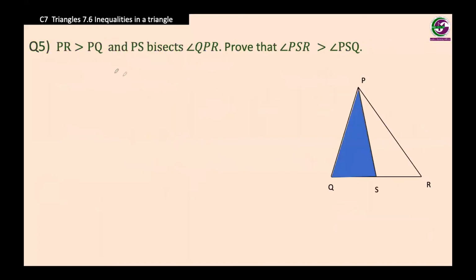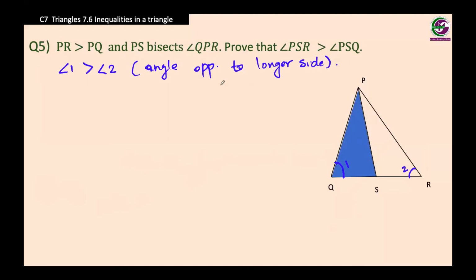Next, moving on to the last question. PR is greater than PQ. Let's name this as angle 1 and this is angle 2. We know PR is greater, so angle 1 is greater than angle 2 because the angle is opposite to the longer side. PS bisects angle QPR, which means these two angles are equal.